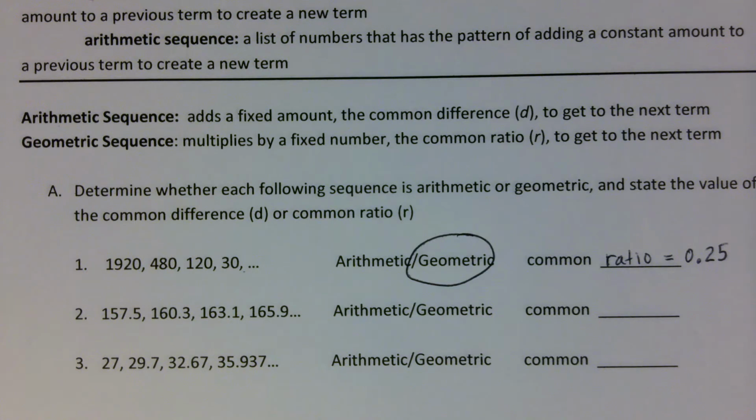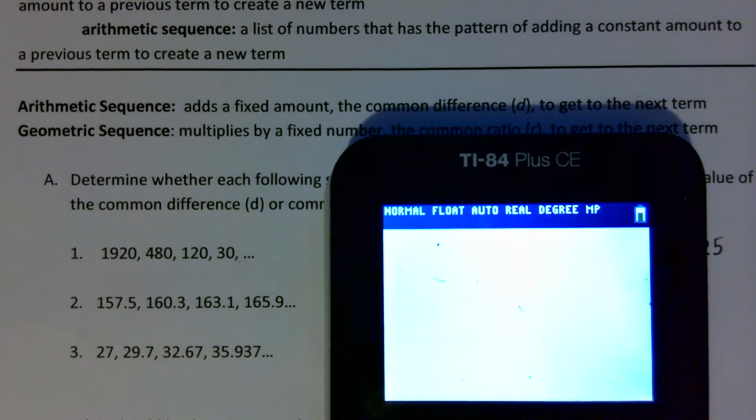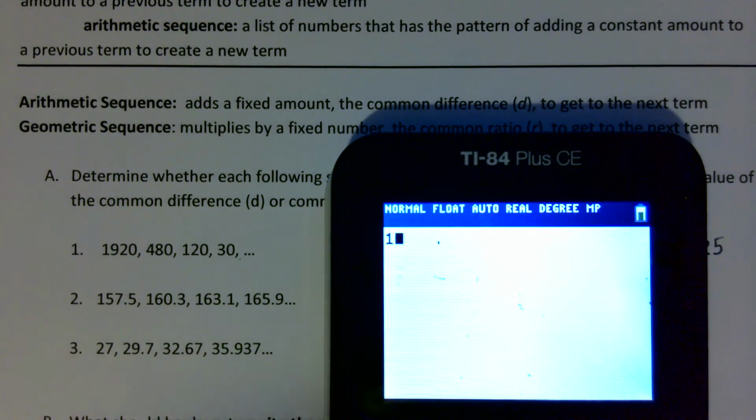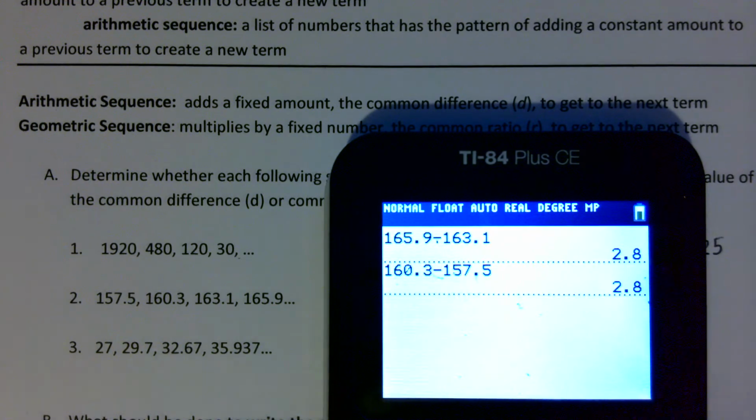So looking at this, it's going up, and it's going up pretty slowly, which usually means it's an arithmetic sequence. But let's just make sure. So I'm going to take any term, say I pick this one, 165.9, and I subtract the previous term, 163.1, and I get 2.8. If this is truly an arithmetic sequence, no matter what term I pick, if I subtract the previous term, I will still get 2.8. So let's try it with 160.3. I'm going to subtract the previous term, 157.5, and I get 2.8.